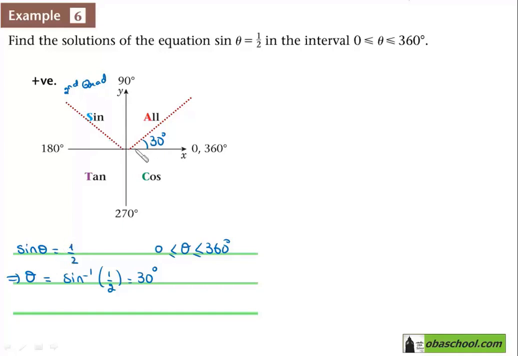To find this angle, we say 180 degrees minus 30. Here, it equals 30 degrees as well. So the other solution is theta equals 180 minus 30. The answer is 150 degrees. If you enter sine 150 degrees on the calculator, the solution will be half. That means these are the two solutions. It could be 30 degrees or 150 degrees.